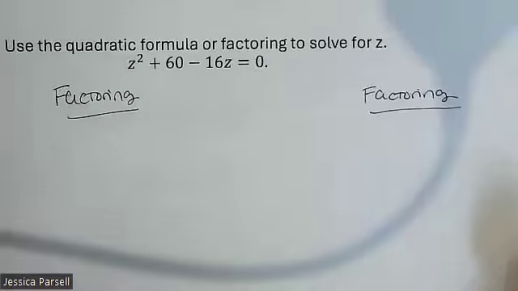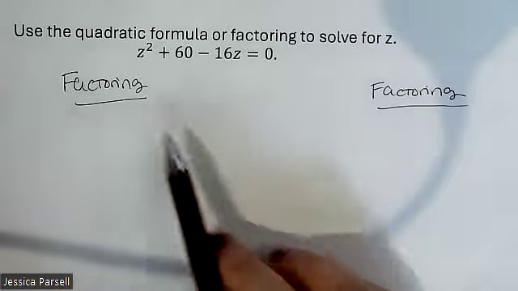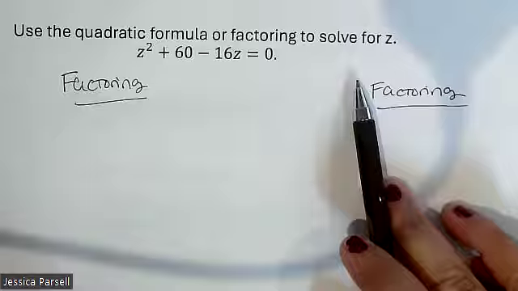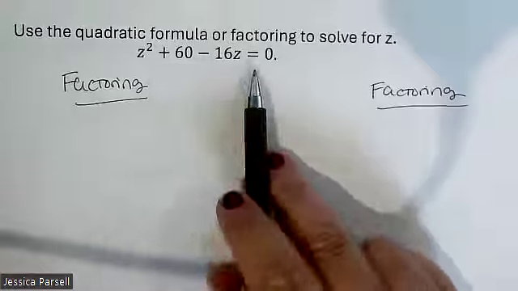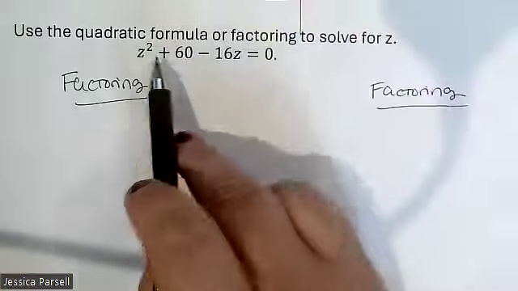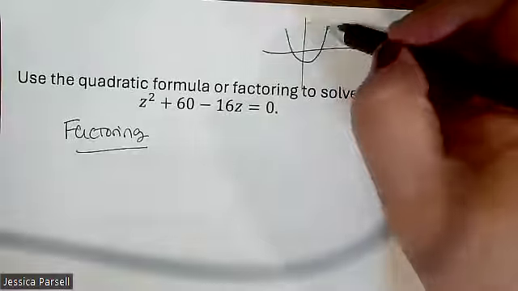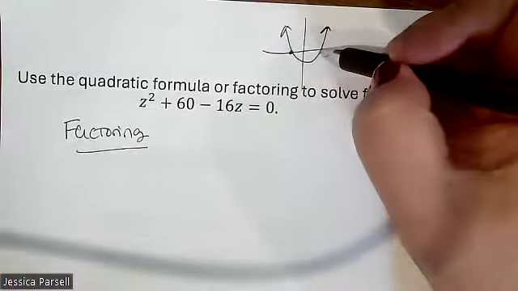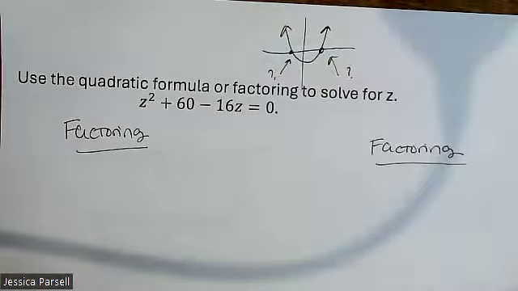Okay, this is the 5th most missed problem, or this missed concept, I should say, on the test. And you can use the quadratic formula or factoring to solve for z. So what we're looking for, this is a parabola, right? So a parabola has z squared, so it crosses the axis twice. So it's going to look something like this. We're looking for these points here. What's that? And what's that possibly?